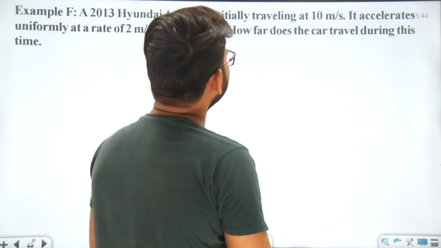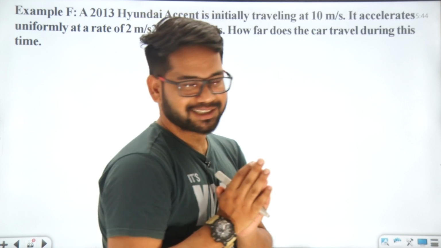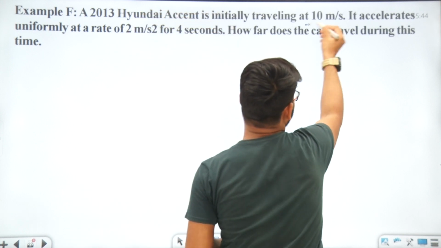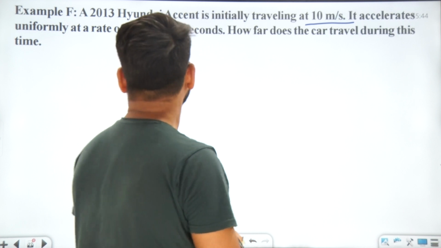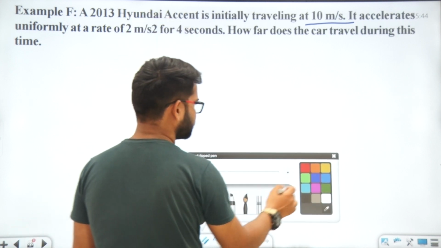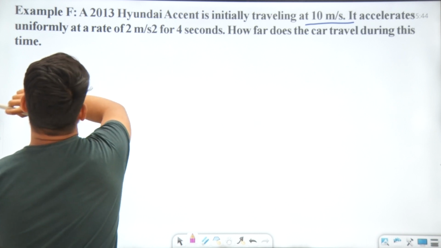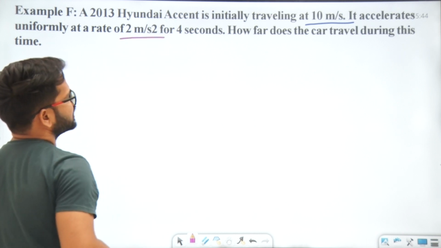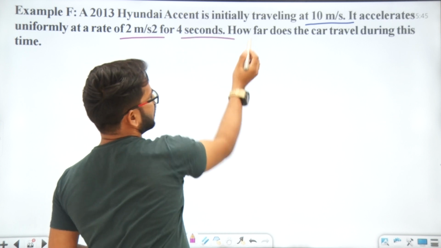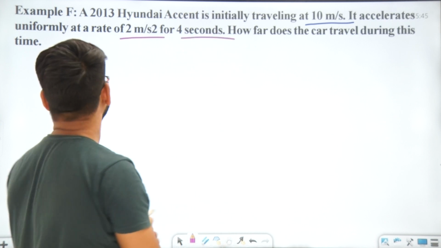A car is initially traveling at 10 meters per second. We have given the initial velocity. It accelerates uniformly at a rate of 2 meters per second squared for 4 seconds. How far does the car travel during this time?